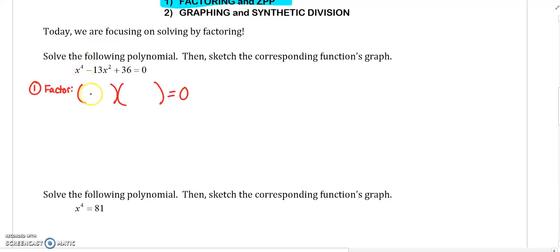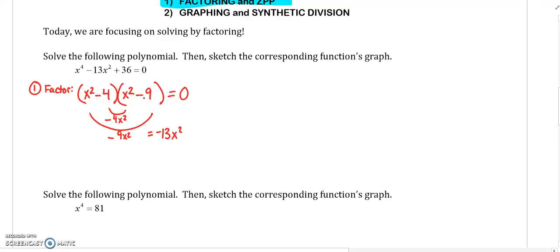Alright, since it's an x to the 4th, that means I do x squareds at the beginning. And then I got to find some numbers that are going to give me 36, and insides and outsides are going to give me negative 13. Well, 36, you might have to list them out, but I know that 4 times 9 is 36. And 4x squared and 9x squared can give me 13x squared if they're both negative. So, both negatives.